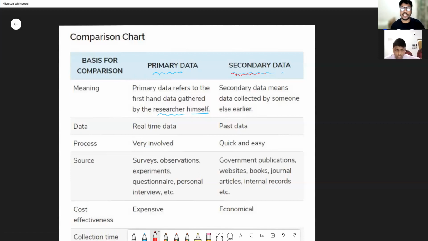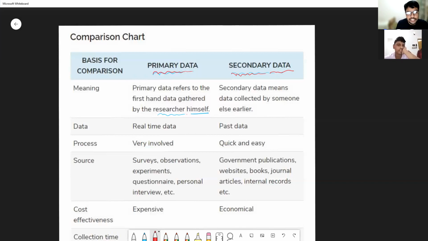Suppose you want to know about the information of scholars, school and college. Suppose you collect the information from somebody outside the school, or you send someone to the school, this one will be the secondary data. But if you came to the school and contact the office and directly collect all information, this one is the primary data. Clear? Yes.